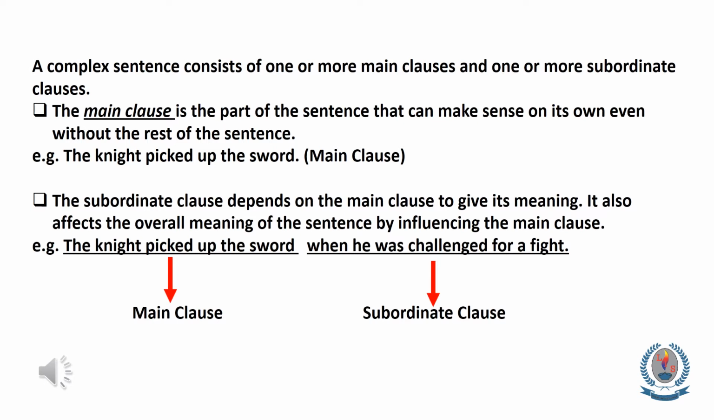The subordinate clause depends on the main clause to give its meaning. It also affects the overall meaning of the sentence by influencing the main clause. The knight picked up the sword when he was challenged for a fight. You can see that the main clause is the knight picked up the sword, and the subordinate clause is when he was challenged for a fight.